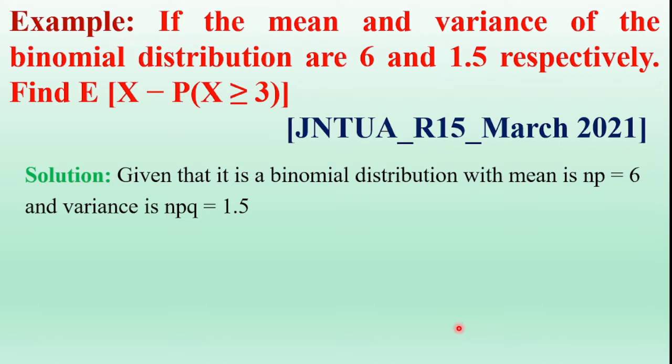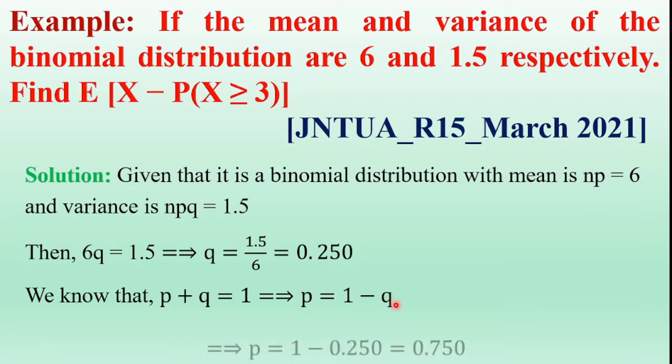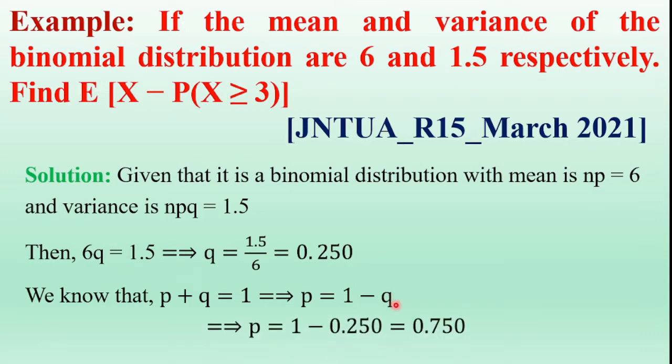The mean value of the binomial distributed random variable is NP, that is NP is equal to 6 from the given data, and the variance of the binomial random variable is NPQ. From the given data, the variance NPQ is equal to 1.5. Substitute this NP value into this equation. Q is equal to 1.5 by 6, which is equal to 0.25. We know that P plus Q is equal to 1. From this equation, P is equal to 1 minus Q. Substitute Q is equal to 0.25 into this equation. We get P is equal to 0.75.